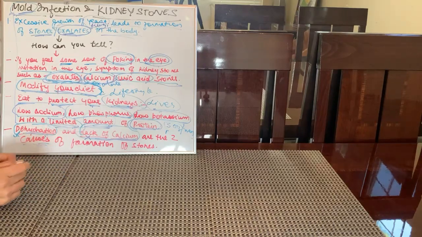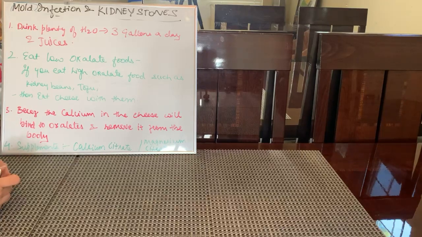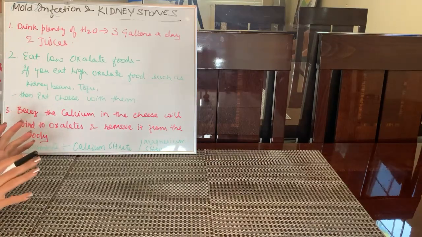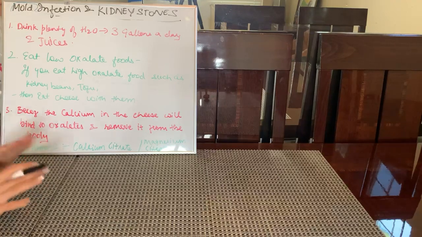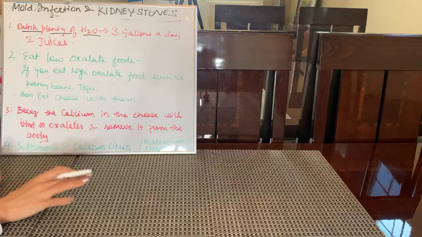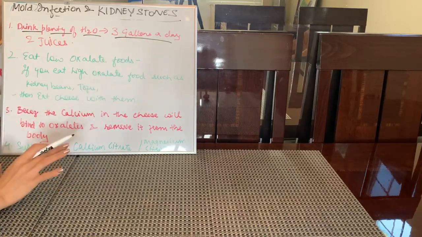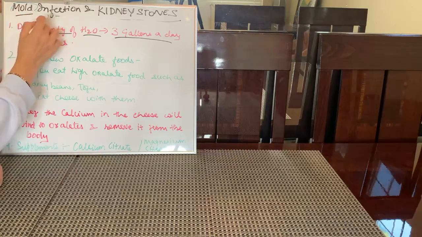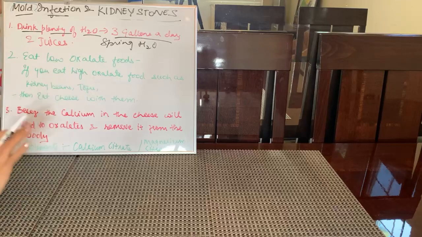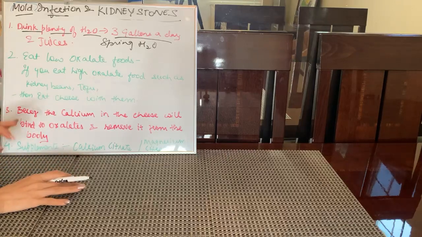So what can you do to prevent the formation of kidney stones? Let's talk about that now. So guys, what can you do to prevent the formation of kidney stones when you have mold infection, or just in general when a doctor has told you that you have gallbladder stones or kidney stones? First thing first, for kidney stones, you can drink plenty of water. You must drink at least 3 gallons a day. Okay, and if you have mold infection, then I recommend spring water, particularly not the tap water, the filter water. You have to drink spring water.